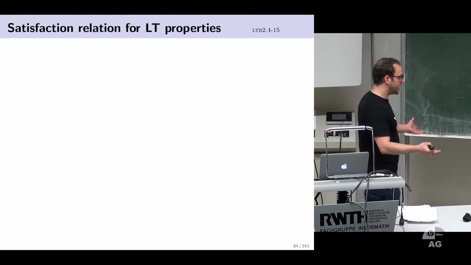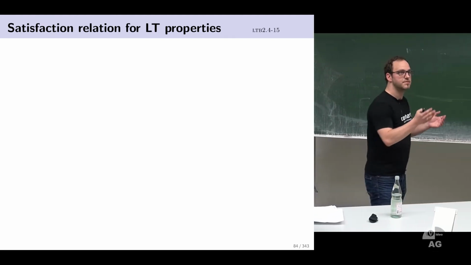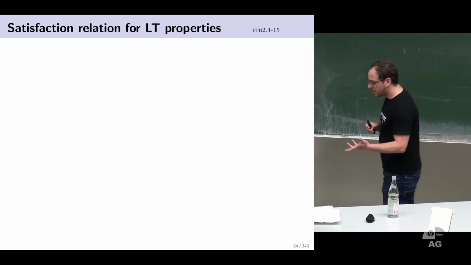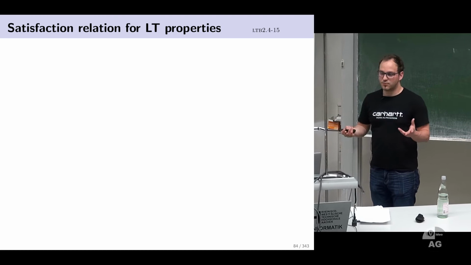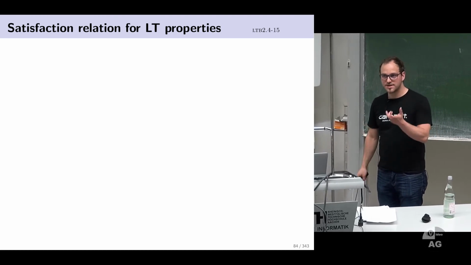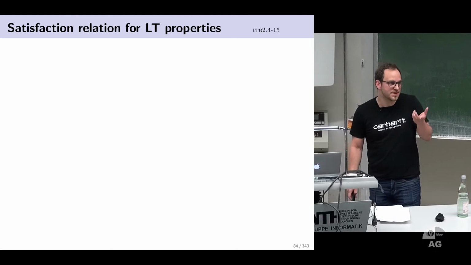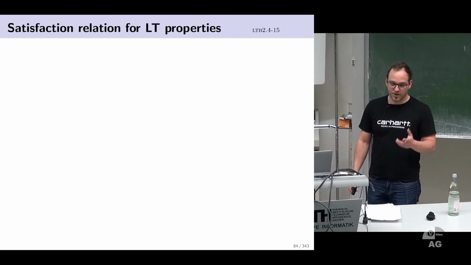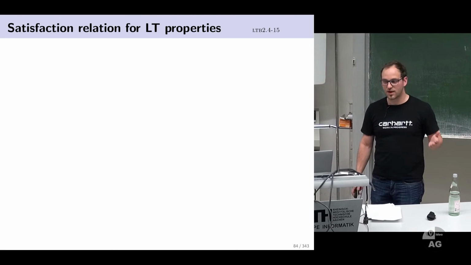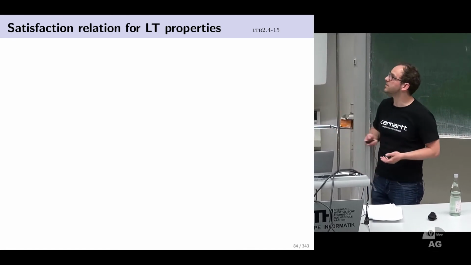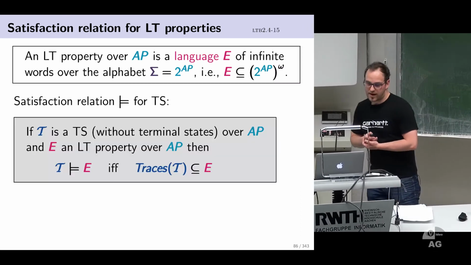Okay, now we've defined linear time properties. Sorry, was that a question? Okay. Now we've defined linear time properties, but we also need to define when a transition system satisfies a linear time property, right? Because that's the core part. If we want to establish my system is correct, then I want to say my transition system satisfies some property, some LT property. And we're going to do that now.